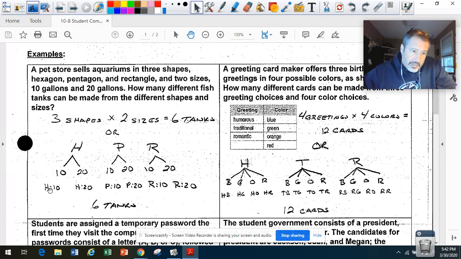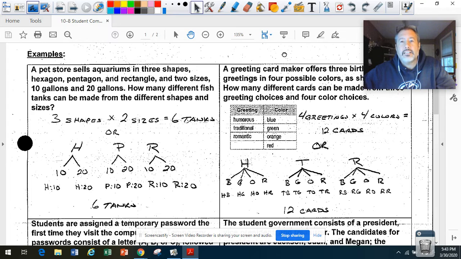As you see right down here, here are all of our outcomes. I have the hexagon 10-gallon, hexagon 20-gallon, pentagon 10-gallon, pentagon 20-gallon, rectangle 10-gallon, rectangle 20-gallon, which gives me 1, 2, 3, 4, 5, 6 different tanks here. So I have 6 different tanks.